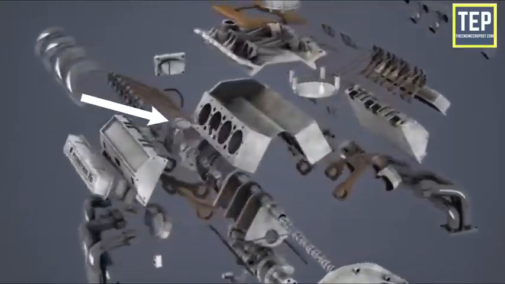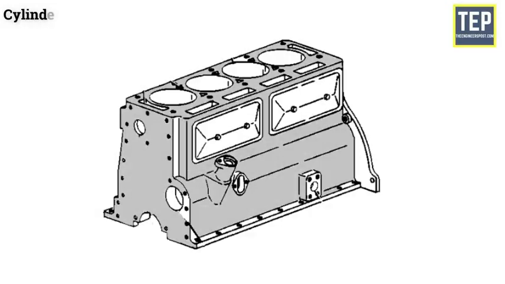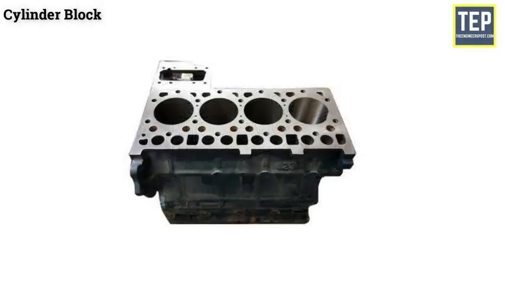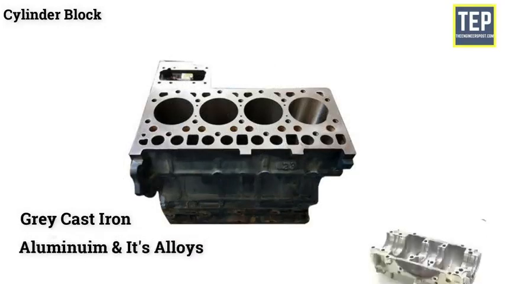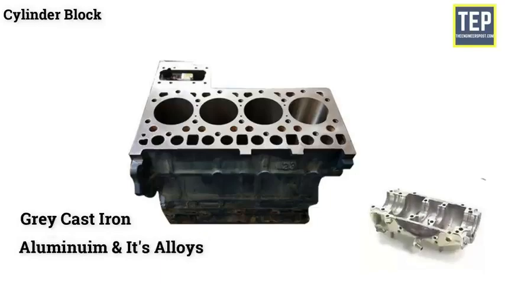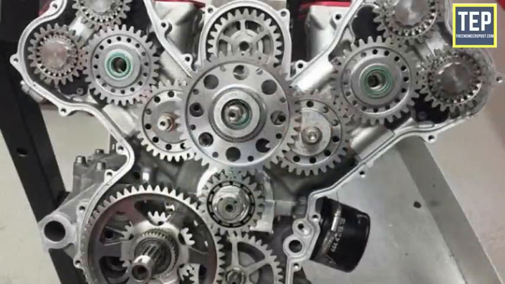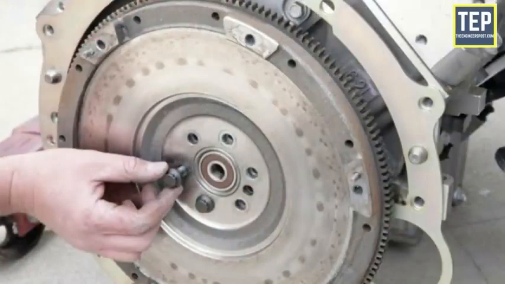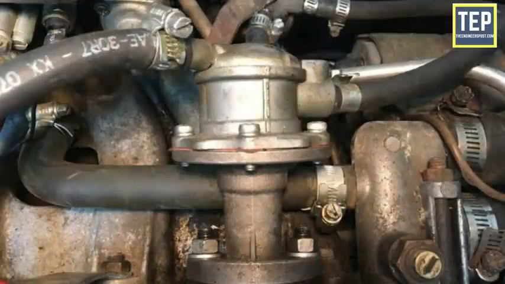It is the basic framework for the engine and one of the main parts of an engine. A cylinder block consists of three parts: the cylinder in which the piston slides up and down, the port or opening for the valves, and the passages for the flow of cooling water. The cylinder block is usually made of gray cast iron or aluminium and its alloys, while the crankcase is fixed to its bottom. Apart from these, other parts like timing gear, water pump, ignition distributor, flywheel, and fuel pump are also attached to it.